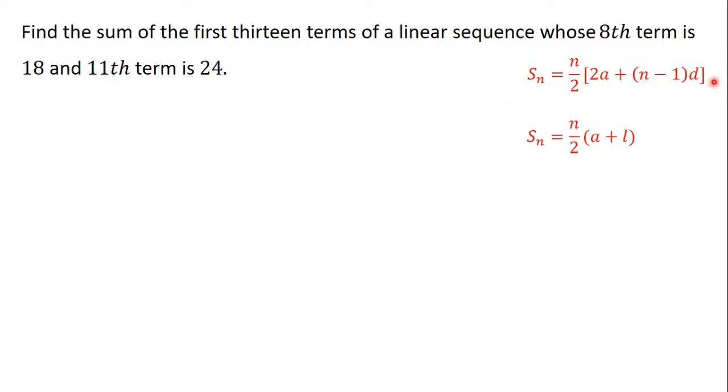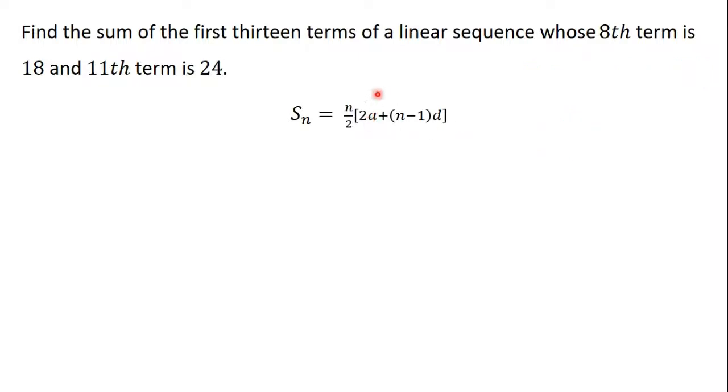So in this video, I'm going to use the first formula to find the sum of the first 13 terms of the linear sequence. The formula is Sn is equal to n divided by 2 into bracket 2a plus, we open another bracket, n minus 1 times d, then you close the bracket. Remember that a is the first term, d is the common difference. In this question, we are being told to find the sum of the first 13 terms, so n is equal to 13. The sum of the first 13 terms will be denoted by S13.